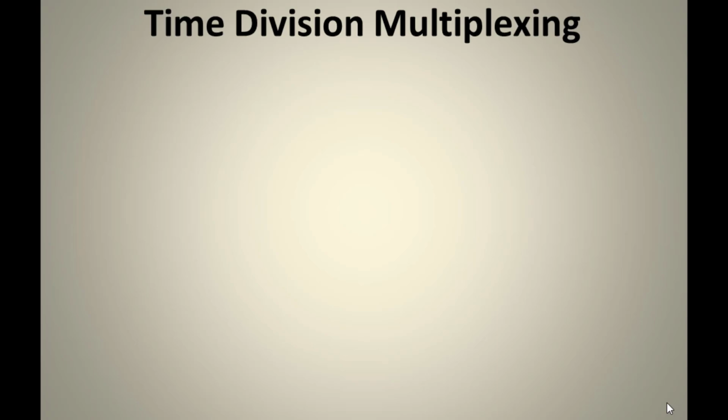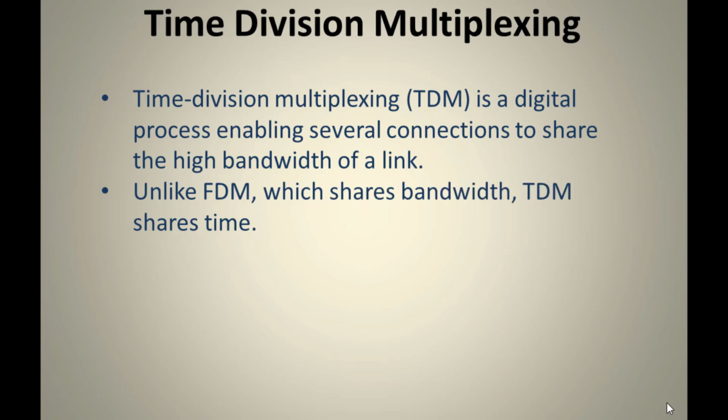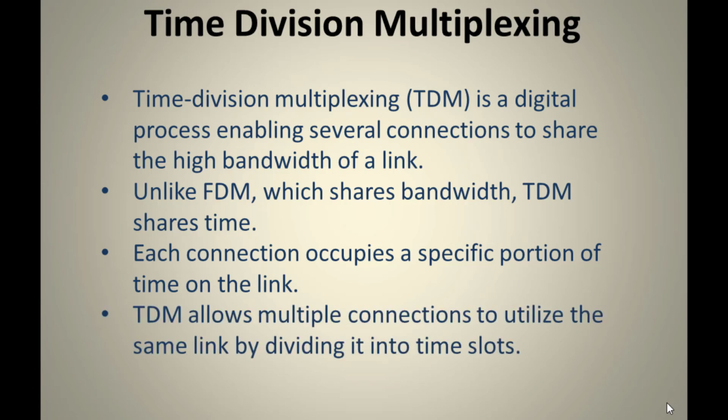Now next is time division multiplexing. Time division multiplexing is a digital process which enables several connections to share the high bandwidth of the link. This is not similar to FDM. FDM shares the bandwidth, while TDM, time division multiplexing, shares the time. Each connection occupies a specific portion of time on the link. So TDM allows multiple connections to utilize the same link by dividing it into time slots. Here time is divided, frequency is not divided.